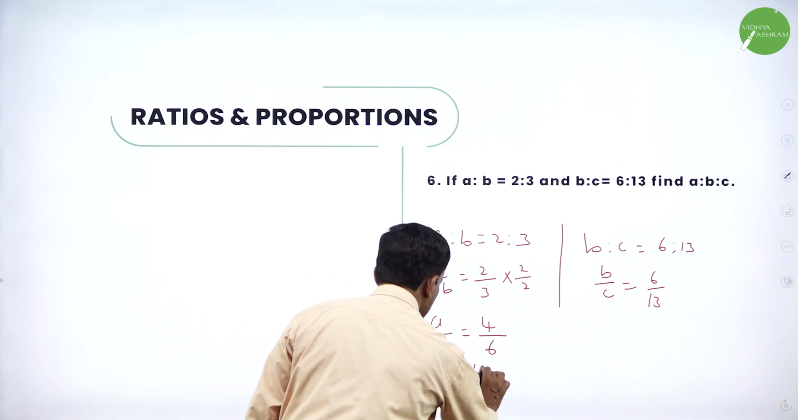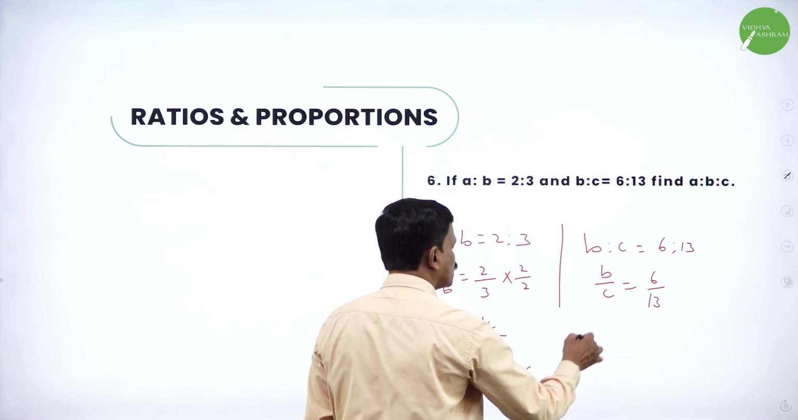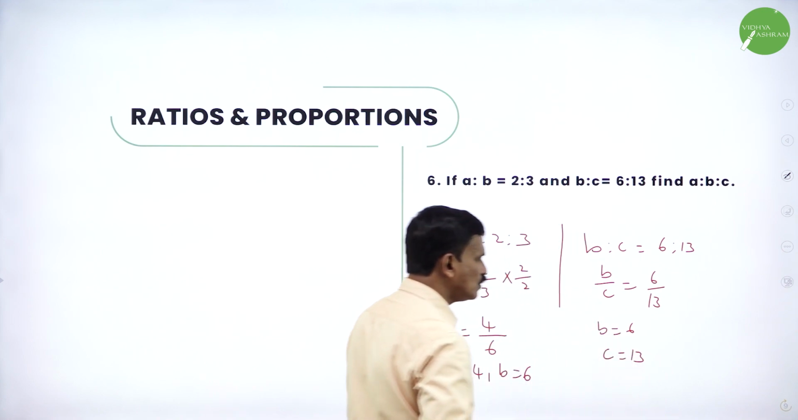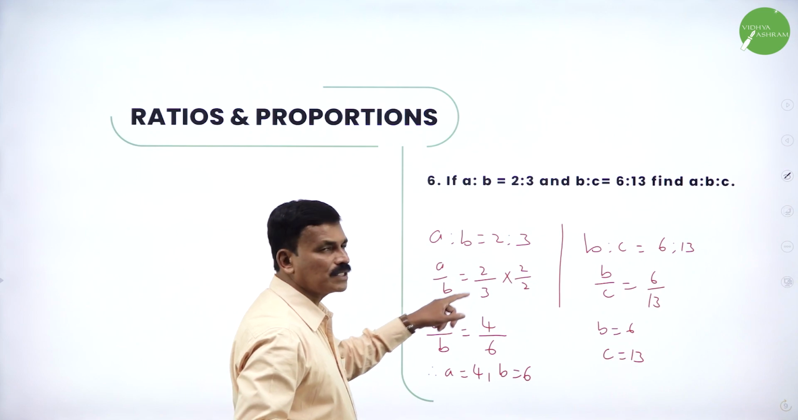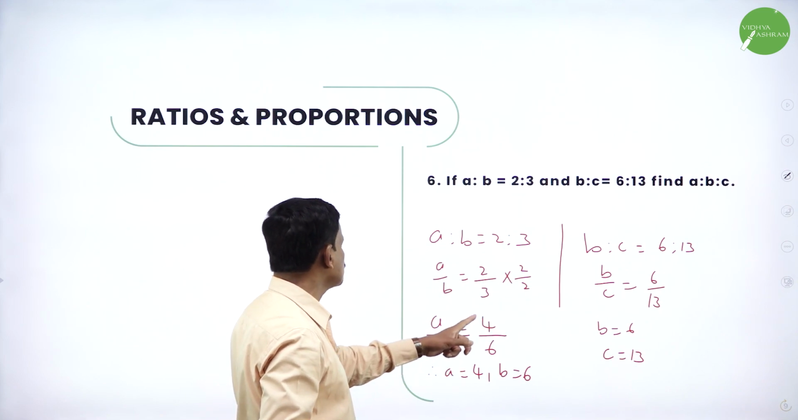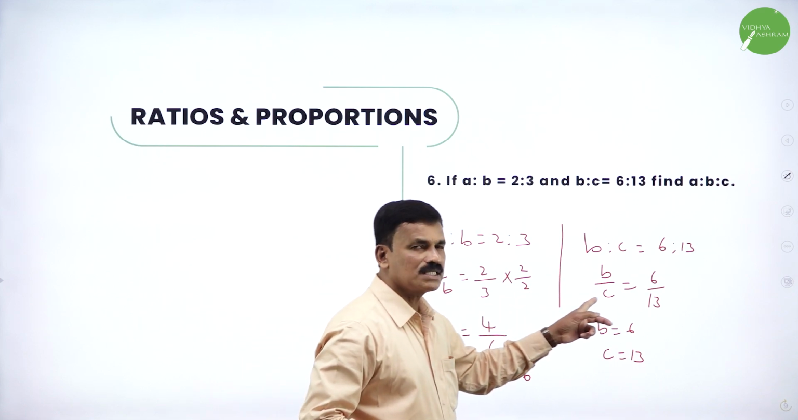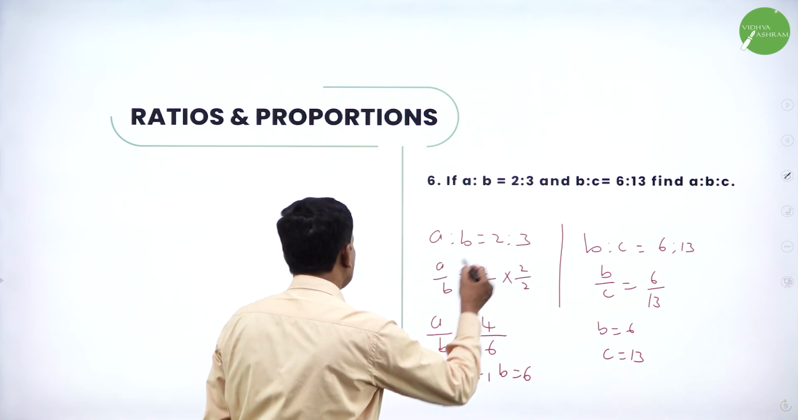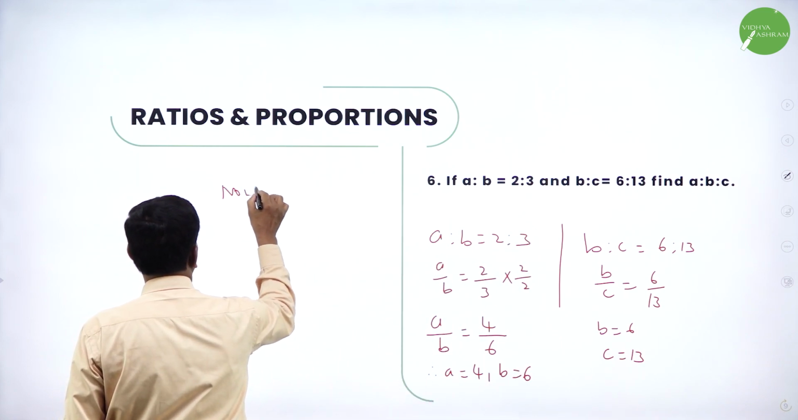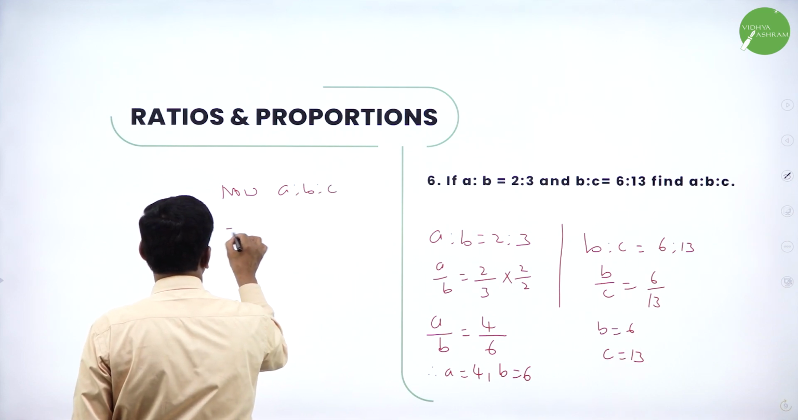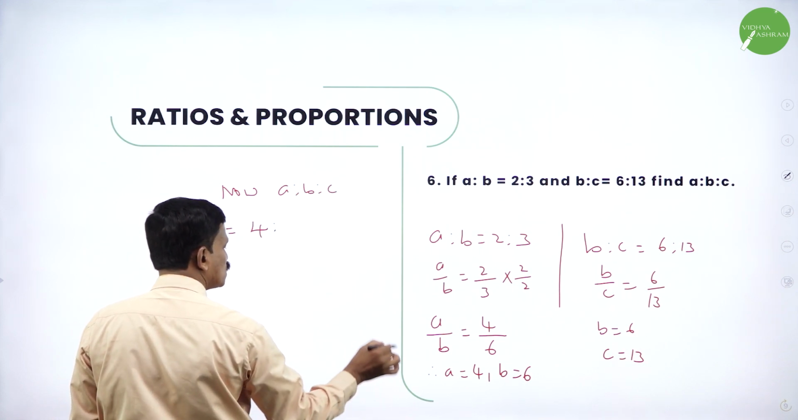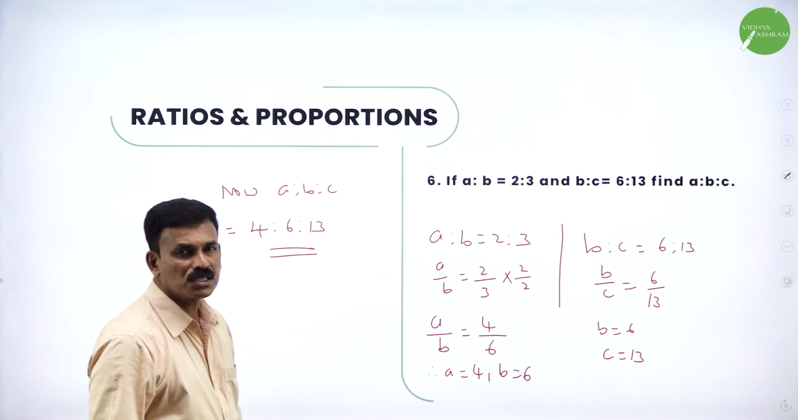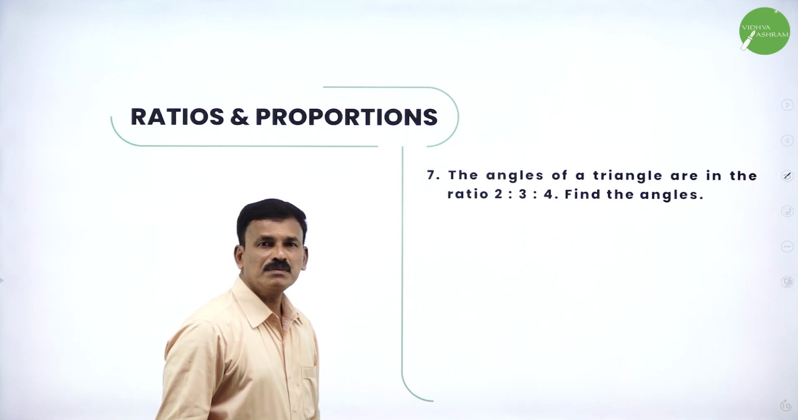Therefore, from this you can say A is equal to 4, B is equal to 6. And from B is to C is 6/13, B is equal to 6 and C is equal to 13. Now, to find A is to B is to C: A is 4, B is 6, C is 13. So A is to B is to C is equal to 4:6:13. That's it.